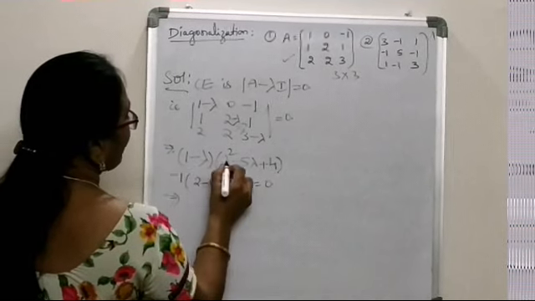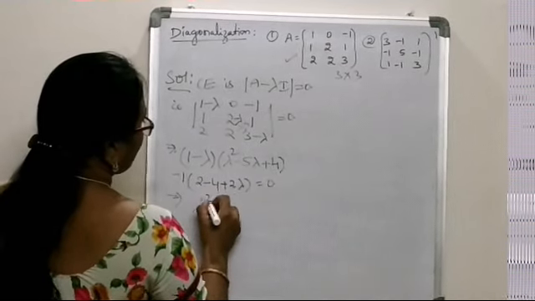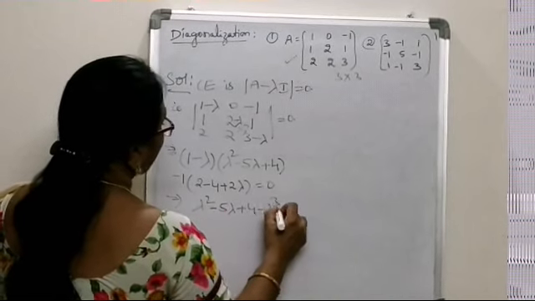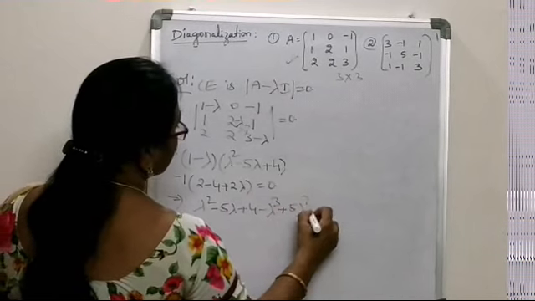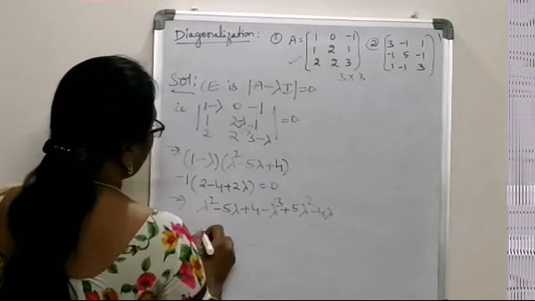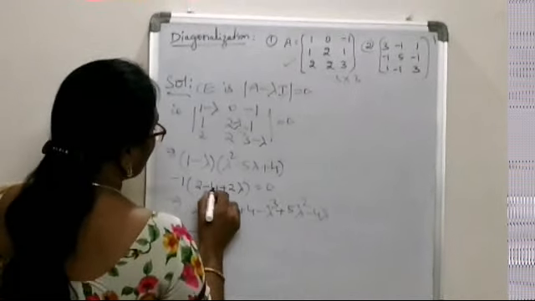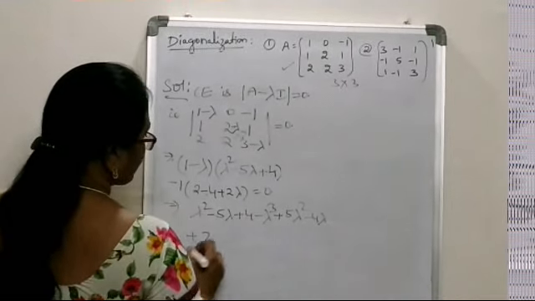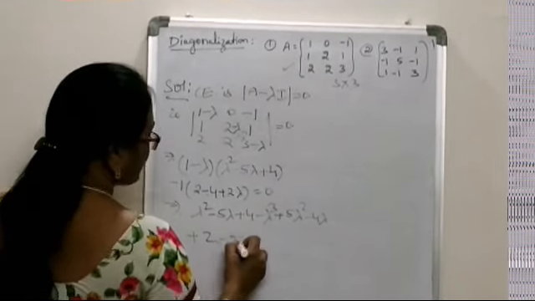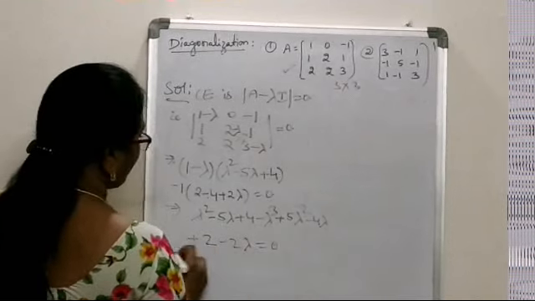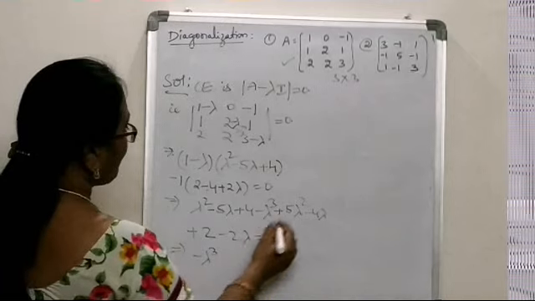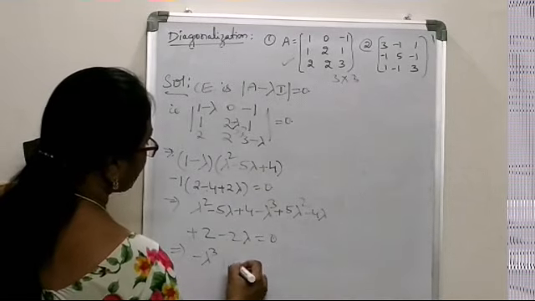We get 1 into lambda square minus 5 lambda plus 4, minus lambda cube plus 5 lambda square minus 4 lambda. It is 2 minus 4 is minus 2, into minus 1, it is plus 2, minus 2 lambda is equal to 0. And finally we get minus lambda cube plus 5 plus 1, we have 6 lambda square.